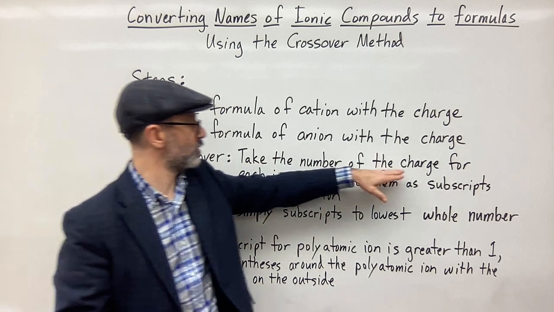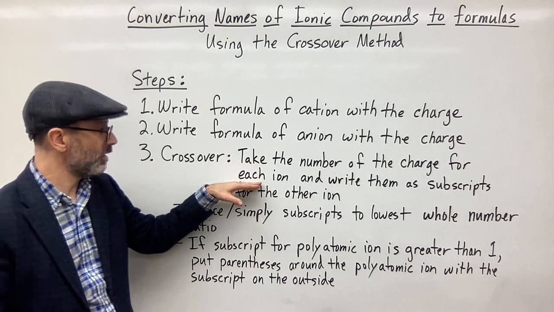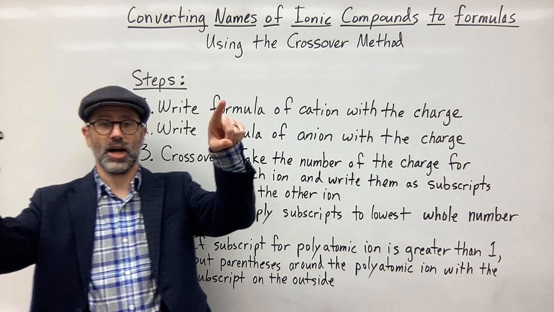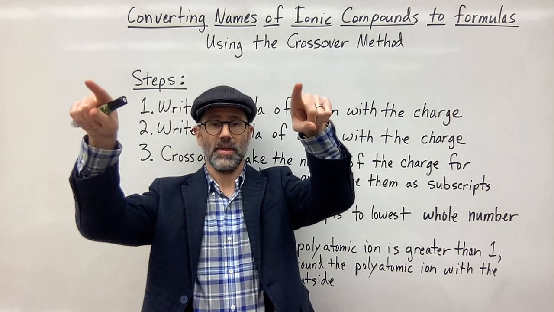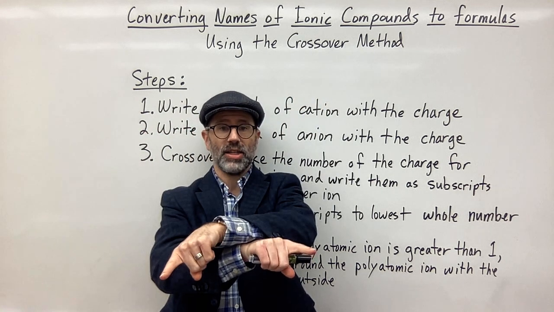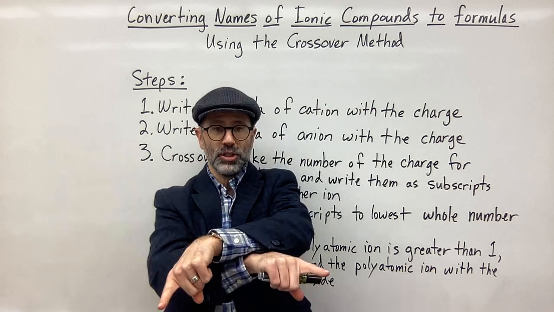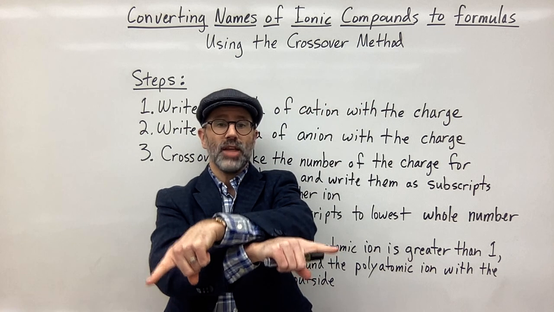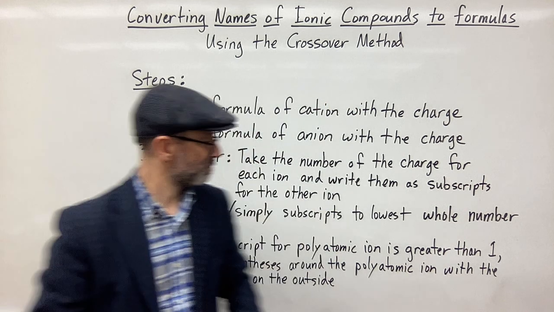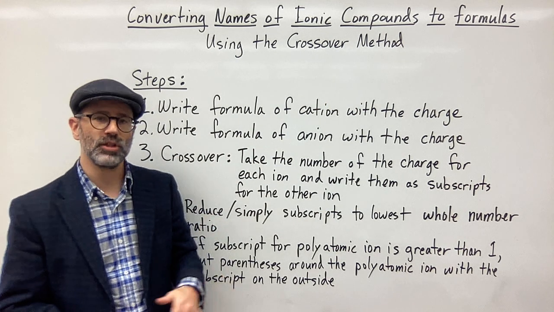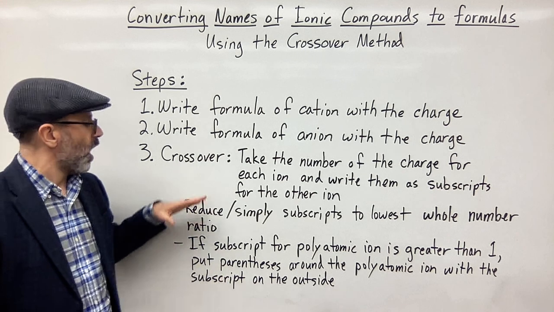Take the number of the charge for each ion, and write them as subscripts for the other ion. So you're going to crisscross. You're going to start here, and then crisscross down as subscripts. Here they're superscripts, as charges, and then you crisscross and write them as subscripts for the other ion. And again, if this isn't making sense, I'll go over some examples in just a moment.